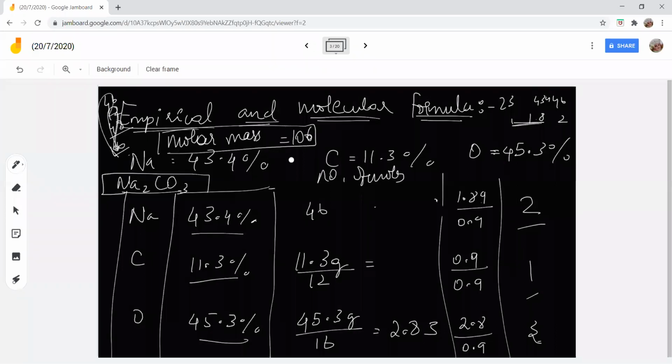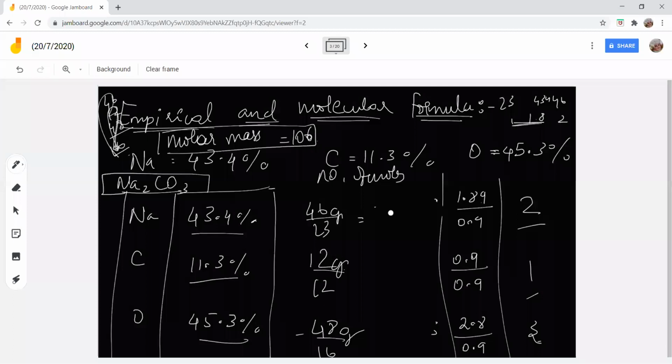Again, in 106, 11.3% will be 12 grams. You understand? 106 into 11.3 by 100 will be 12 grams. And in 106, again, 45.3% will be around 48 grams. Understood? Now I have got all these values. Now if I divide it by their molar mass, I'll get the number of moles.